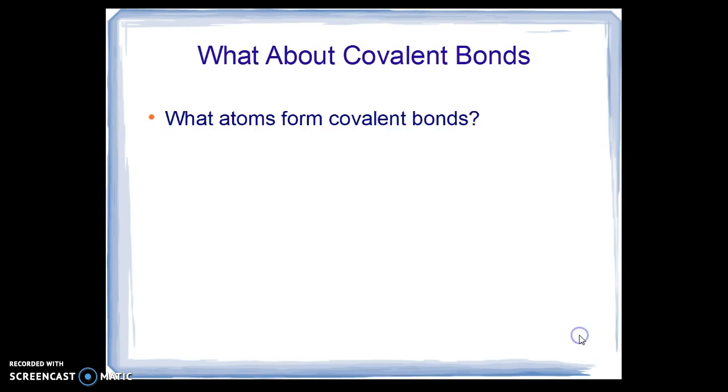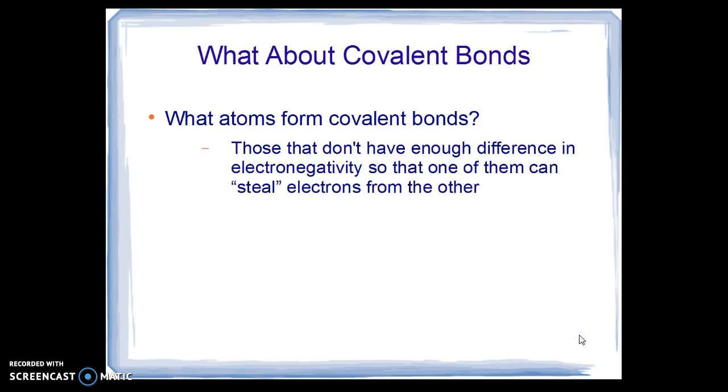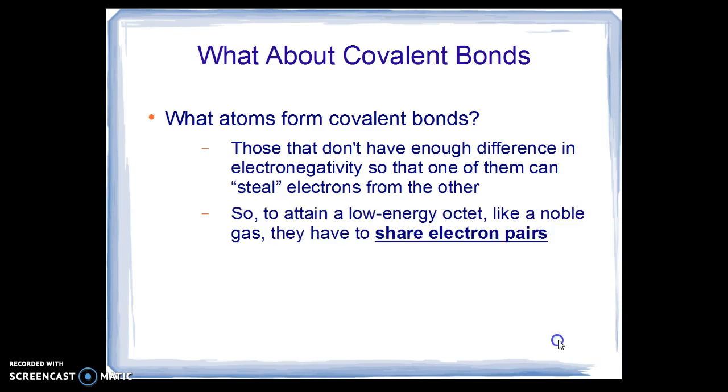What about covalent bonds? What atoms form covalent bonds? Well, that's those that don't have enough difference in electronegativity so that one of them, the more electronegative ion, can steal electrons from the other, like sodium loses electrons to the chlorine to form sodium ions and chloride ions. That doesn't happen in a covalent bond.